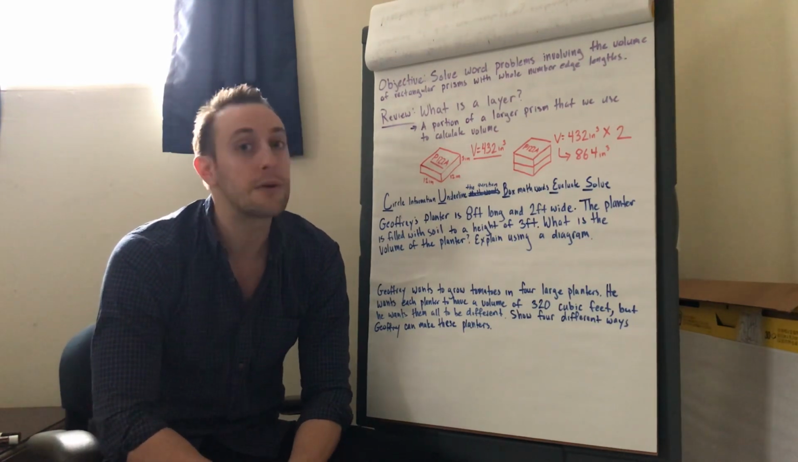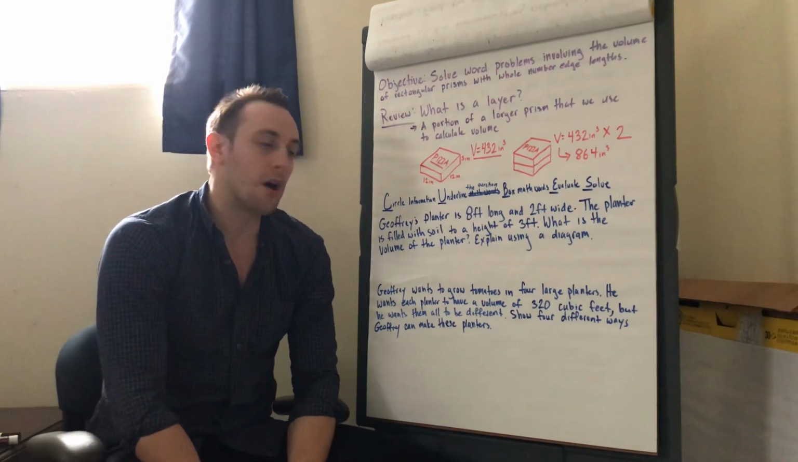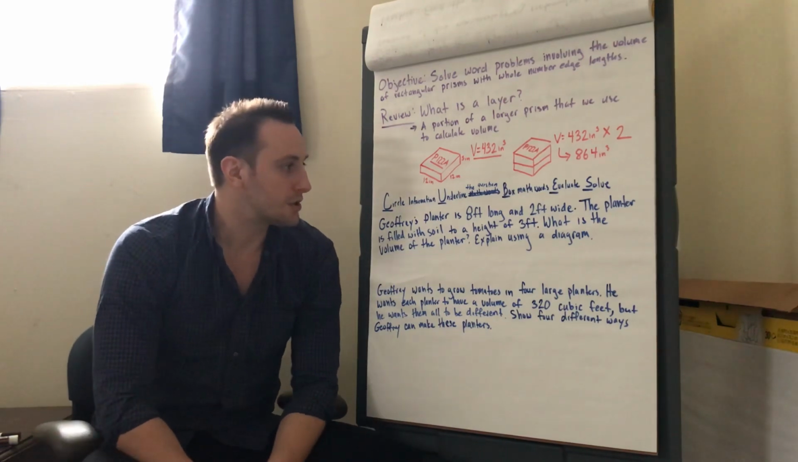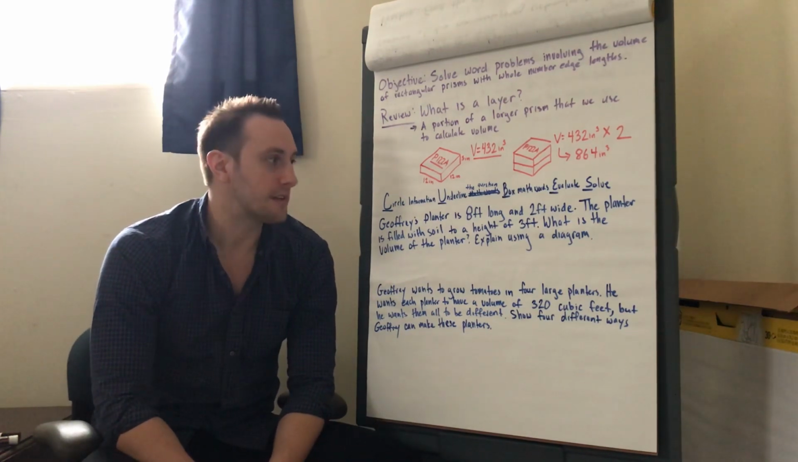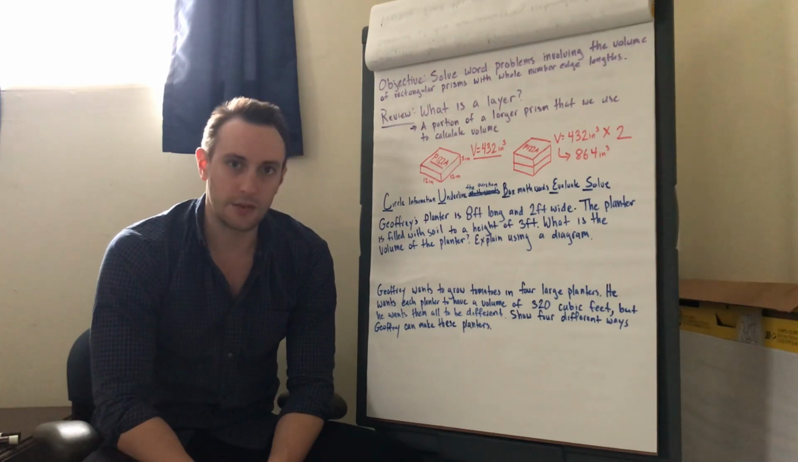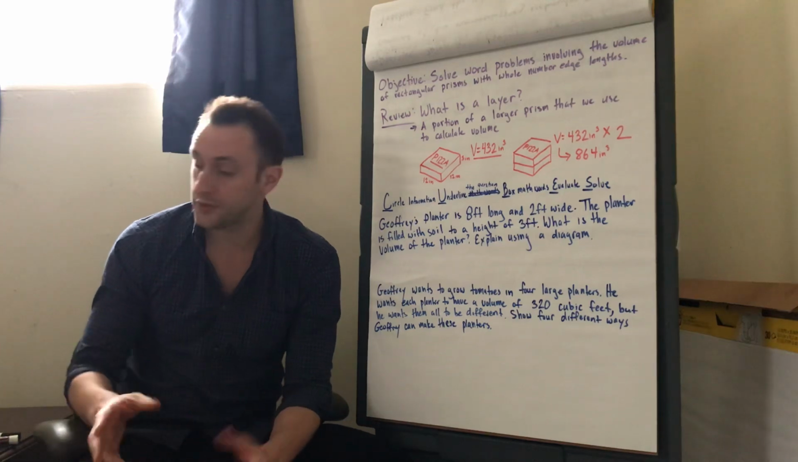I'm going to read this out loud. Okay? Jeffrey's planter is 8 feet long and 2 feet wide. The planter is filled with soil to a height of 3 feet. What is the volume of the planter? Explain using a diagram. So let's go back and use the good old cube strategy for this.